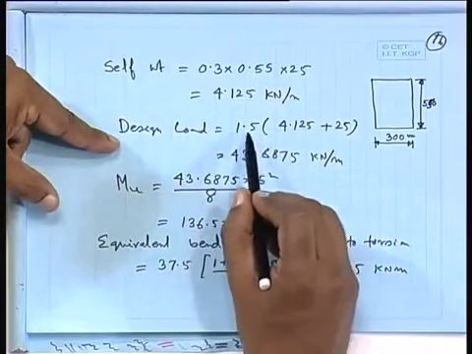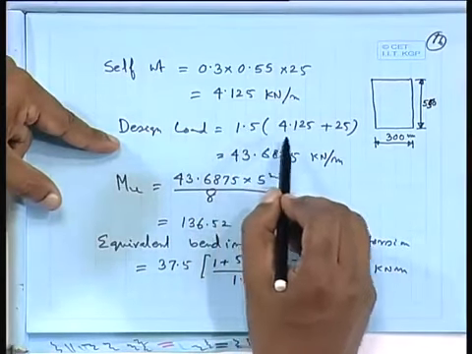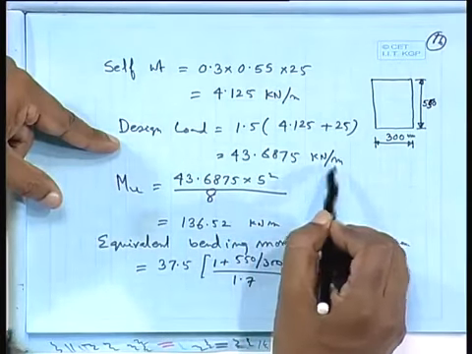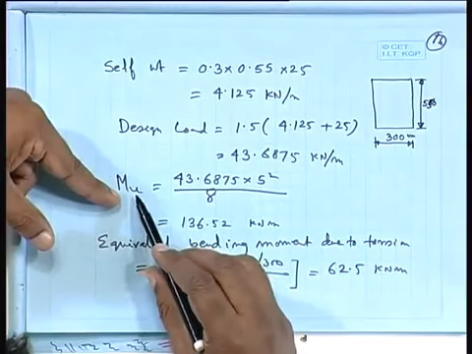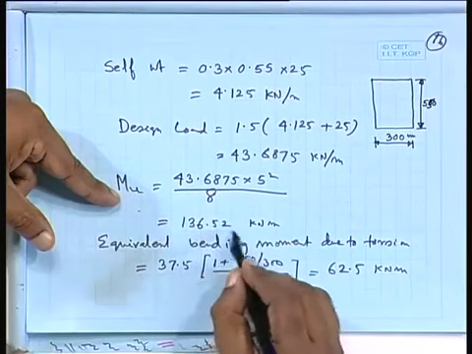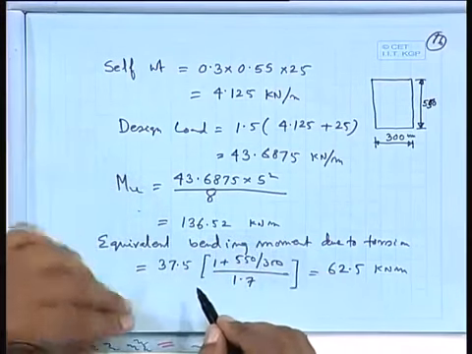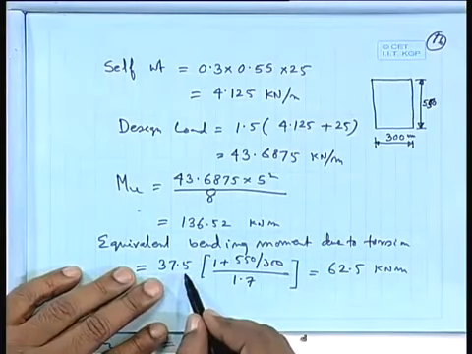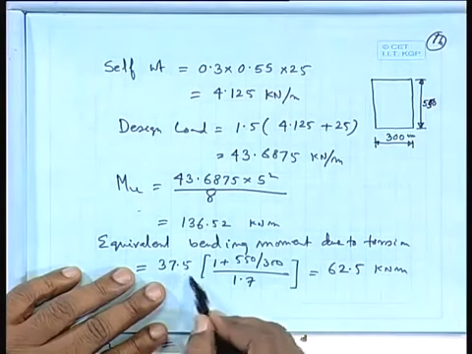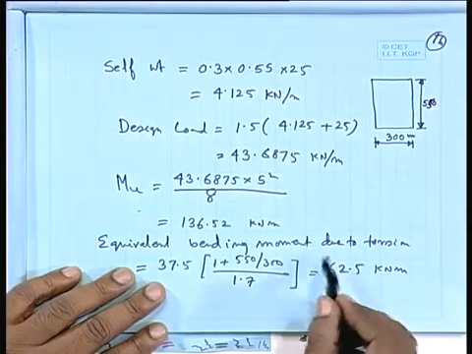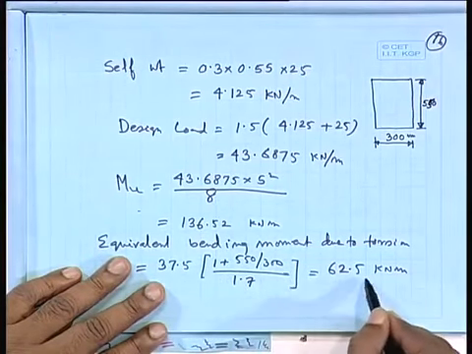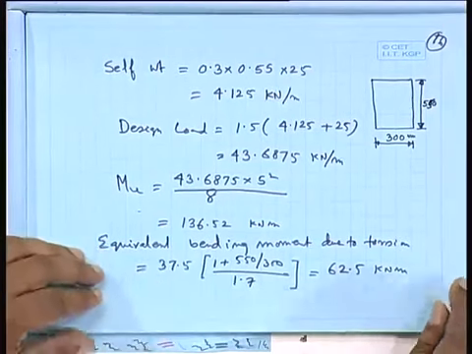Design load with the factor 1.5, 4.125 plus 25, so we are getting 43.6875 kilonewton per meter. The ultimate moment due to the simply supported beam, we are getting 136.52 kilonewton meter. The factored torsion is 37.5, because 25 times 1.5, and due to torsion, the equivalent bending moment using the code provision is 62.5 kilonewton meter. Okay.